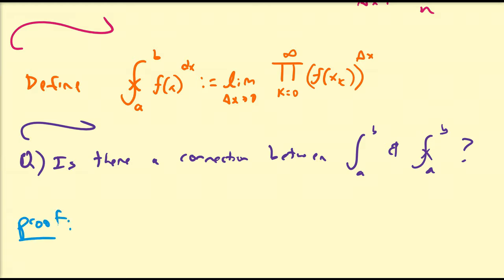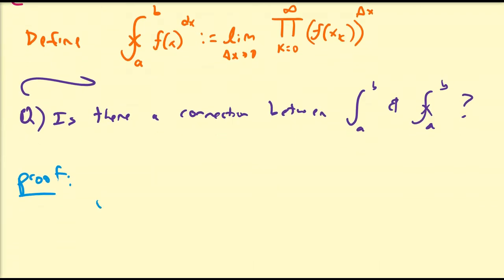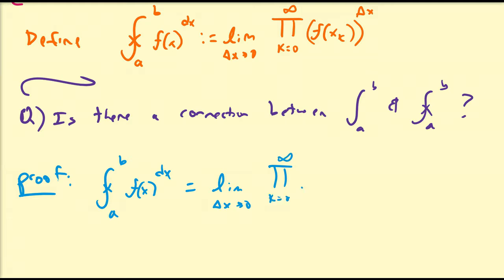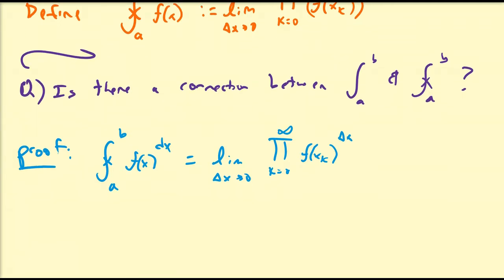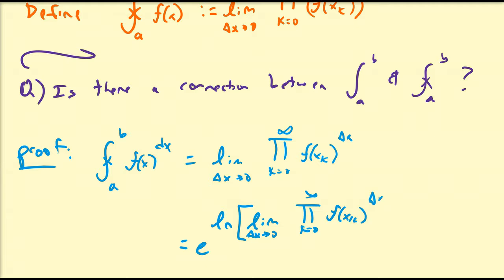So, proof. We're going to start off with the product integral definition. The product integral from a to b of f of x to the dx is defined to be equal to the limit as delta x approaches 0 of the infinite product from k equals 0 to infinity of f of xk to the delta x. The first thing I'm going to do is use exponentials and logs to rewrite this expression. We can rewrite this as e to the natural log of the limit as delta x approaches 0 of the infinite product from k equals 0 to infinity of f of xk raised to the delta x.